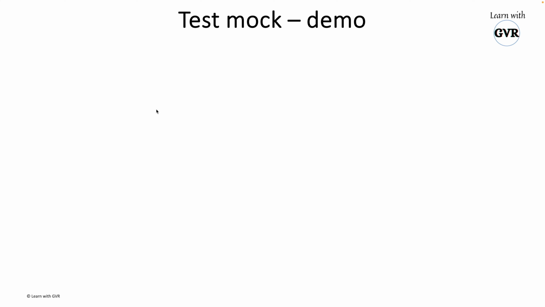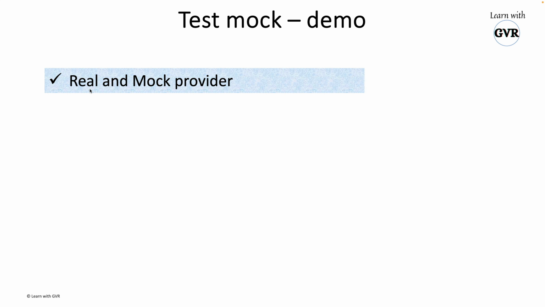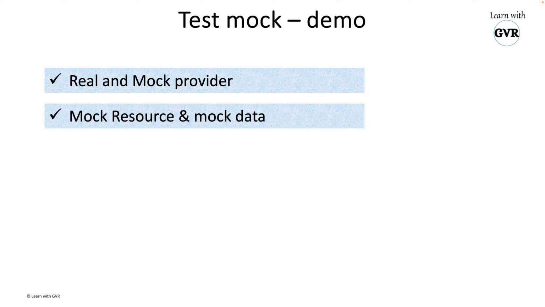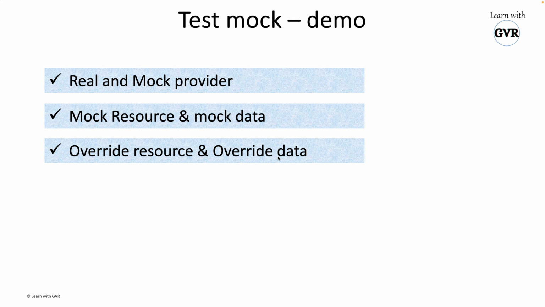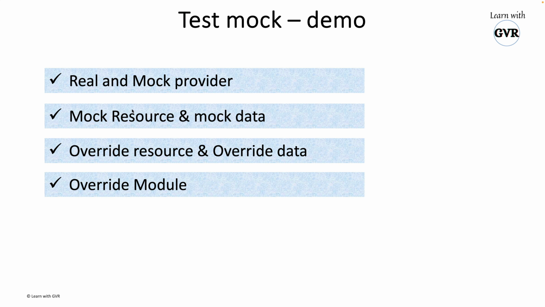In this test mocking demo, we will be going through, number one, what is a real provider and mock provider. Second is mock resource and mock data, and the third one is override resource and override data. Last but not the least, it's override module. So these four we are going through.